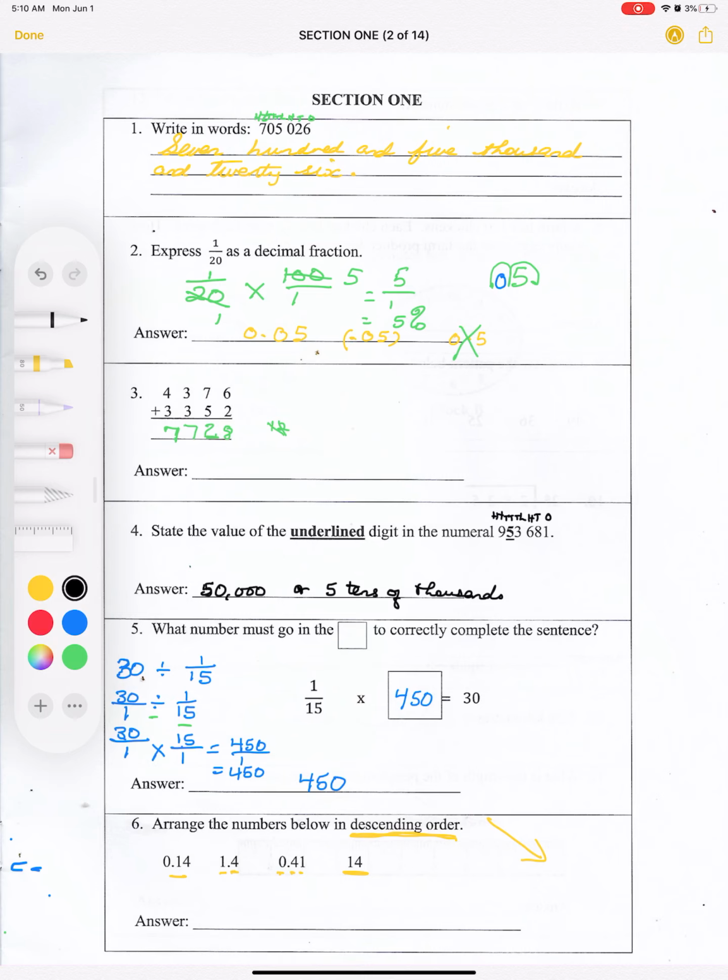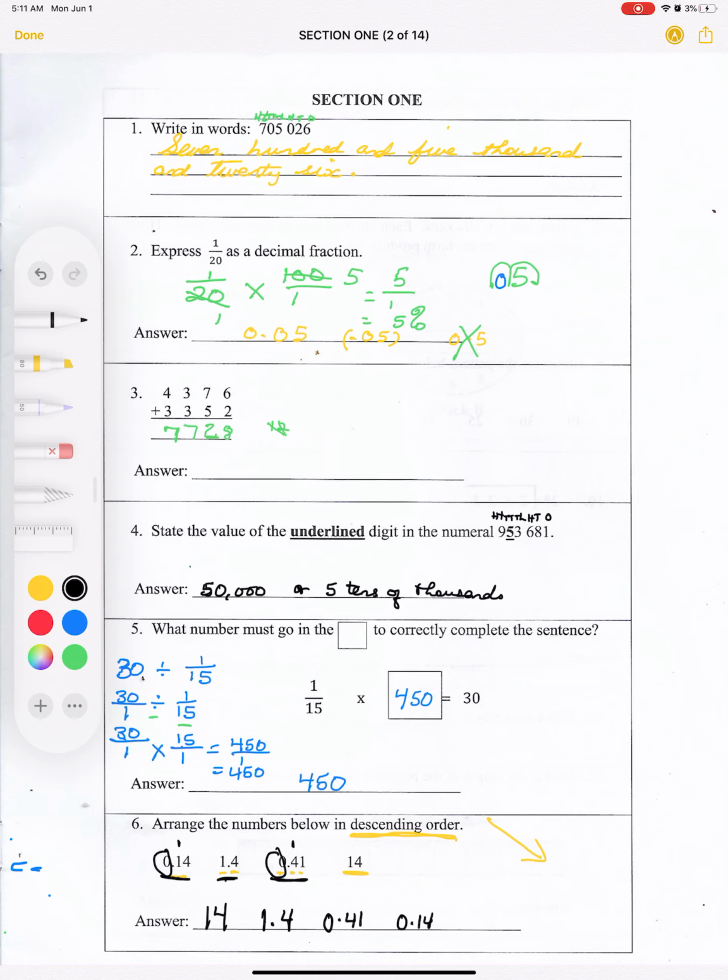14 wholes is the largest one. Then you have the one with the next largest number of wholes, and that would be this one here, 1.4. So now the battle is between 0.14 and 0.41. They both have no wholes, so let's look at the tenths digit. It's a 1 in this case, it's a 4 in this case. The one with the greater number of tenths is the winner for being largest. So 0.41, then 0.14.